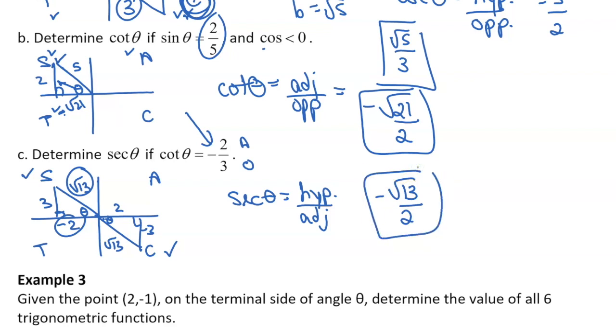Or if you were in quadrant 4 right here and you did secant hypotenuse over adjacent, you would get positive root 13 over 2. So instead of writing out twice, you could just say it could be negative root 13 over 2 or positive root 13 over 2, and you could just say it's plus or minus. So that's representing both answers right there.